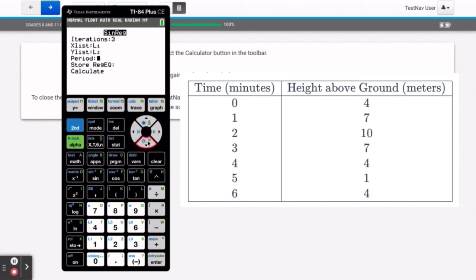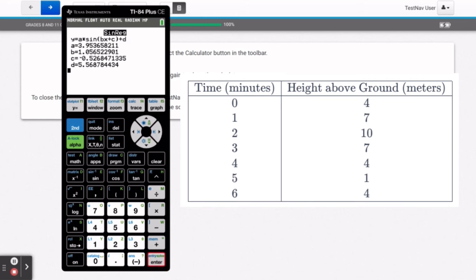Also, the period, it goes from 4 to 4 and it goes from 0 to 6 to do that. So the period is 6. We're going to use this equation later. So let's go to vars, yvars, enter, enter, and see what grossness we come up with.